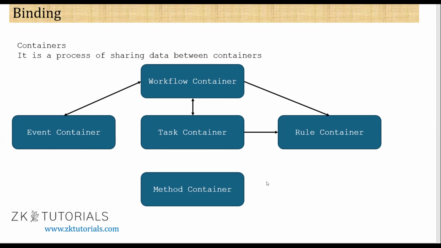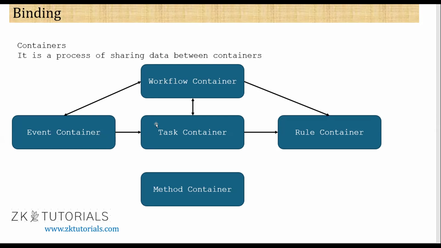Okay, so next is the event container. The event container can only send data to the workflow container and the task container, and it can only receive data from the workflow container, but it cannot receive data from the task container. So what this means is, we can only send data from the event container to the task container. I hope this one is clear also, guys.